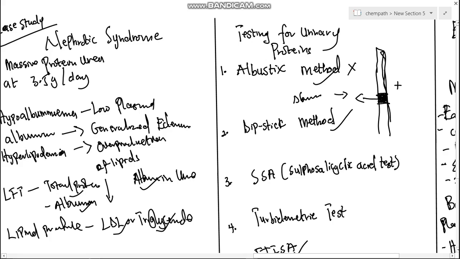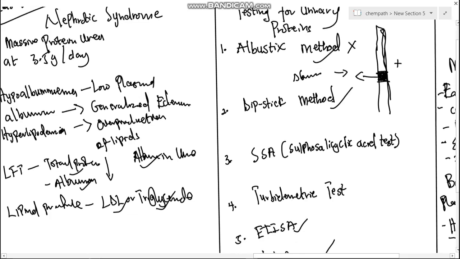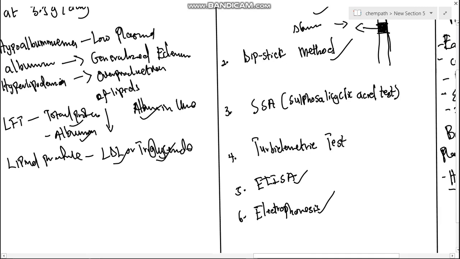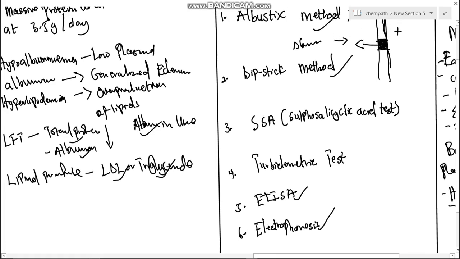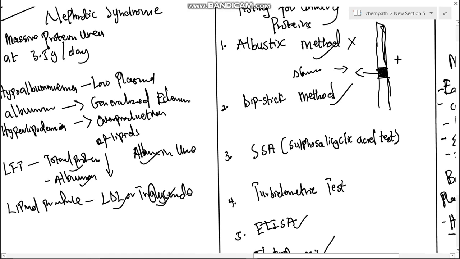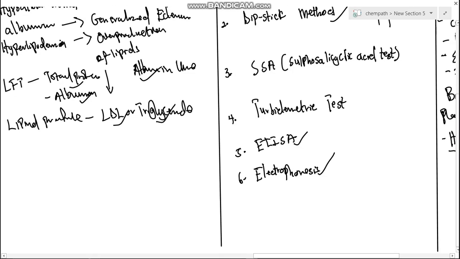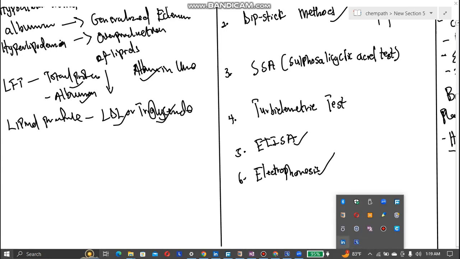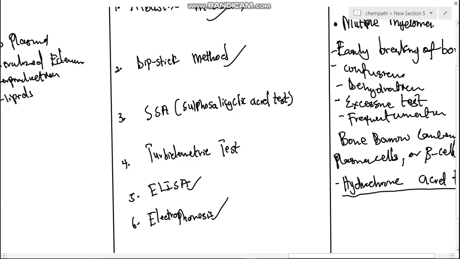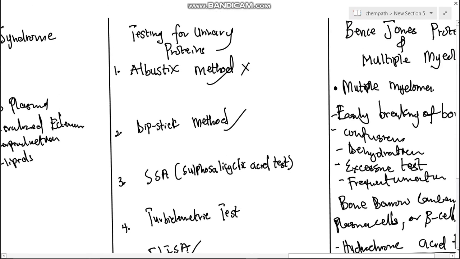Then we have the SSA method, the sulfosalicylic acid test. That one is also a method for determining protein, but mostly it's not used. Then we have the turbidimetric test, where we check the turbidity of the urine and compare it to a standard to determine the presence of urine protein or albumin. Then we have ELISA and electrophoresis as well. Mostly these two are used in research. These are the basic methods of testing for protein in urine.